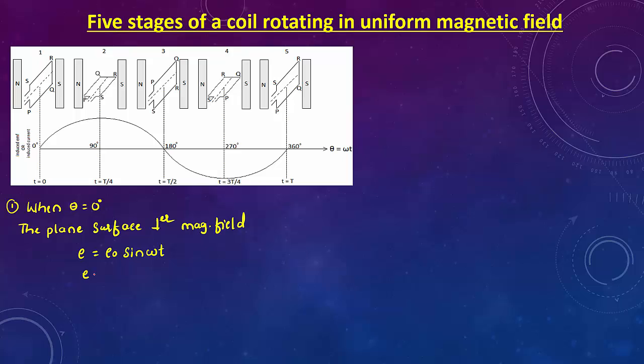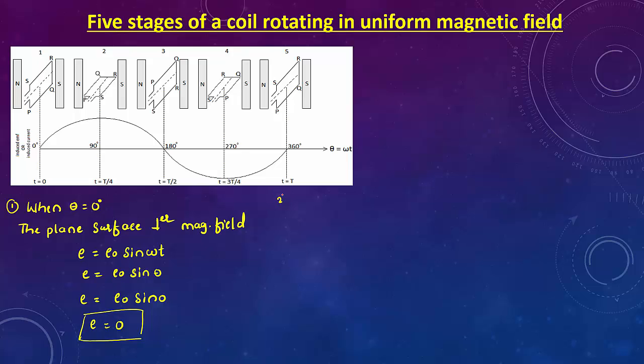Or we can write it as E equal to E naught sine theta, because theta equal to omega into t. So in place of theta, we can write 0 degree. Sine 0 is 0. 0 into anything will be 0. So we got E equal to 0. Right? E equal to 0, what does it indicate? Here, when the plane surface is perpendicular to the magnetic field, then there is no induced EMF. Initially, there is no induced EMF because it is at rest, it is not rotating. Initial value of induced EMF is 0.